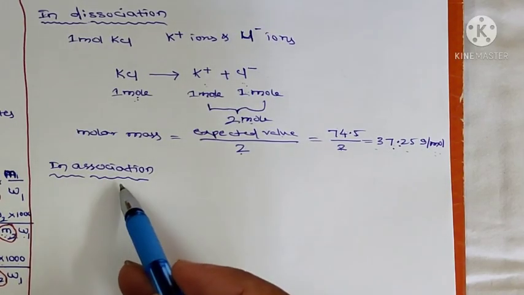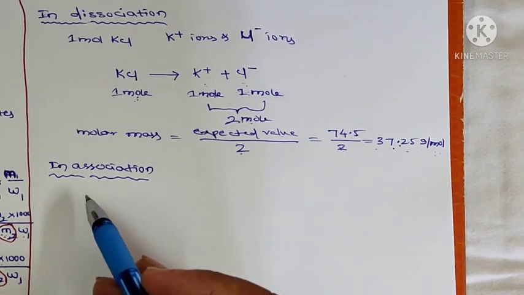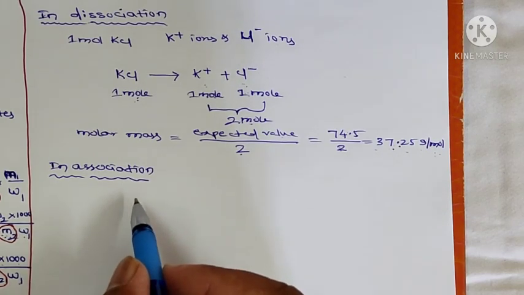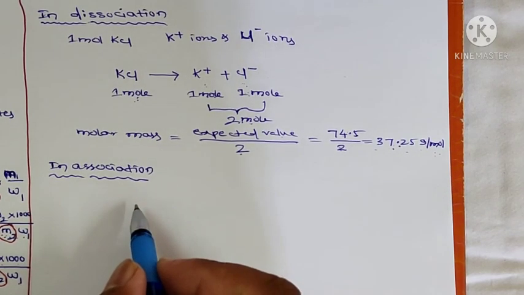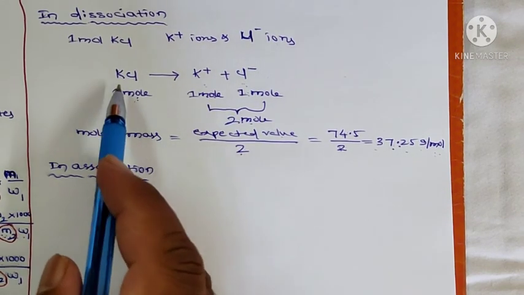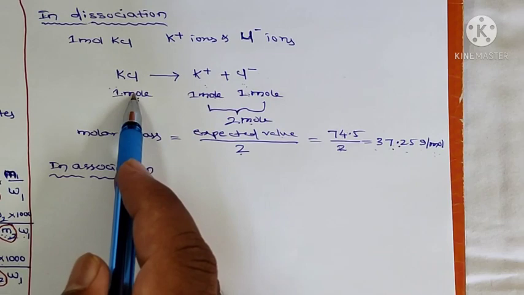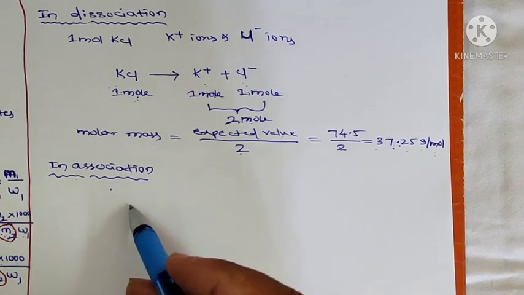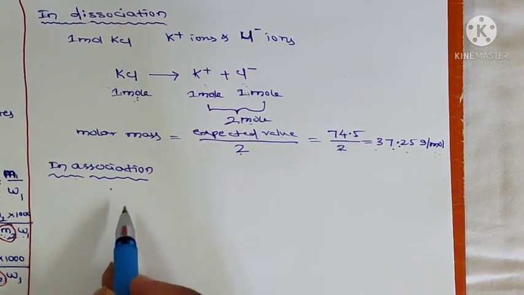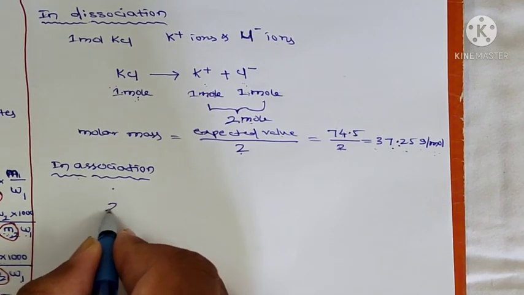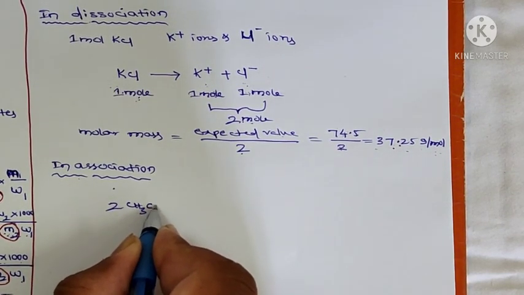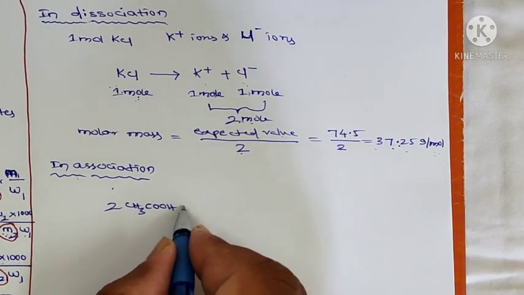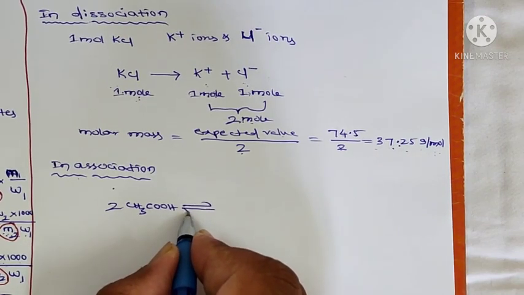And now in association, for example, ethanoic acid dimerizes in benzene due to the hydrogen bond. Here 2 moles of acetic acid form only 1 mole of dimer. In the previous case, 1 mole formed 2 moles, but in this association 2 moles will form 1 mole of dimer. Let me explain. So here 2 CH3COOH, ethanoic acid or acetic acid, and this is a reversible process.